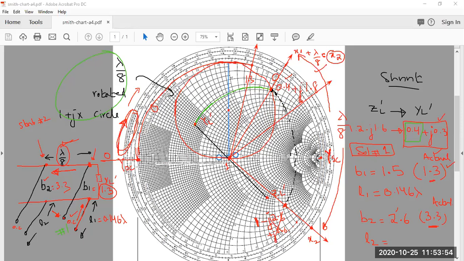So it's almost, if you read this reading, the wavelength value is 0.206. So 0.204 or 0.206 lambda. So now our solution number 1 is complete.